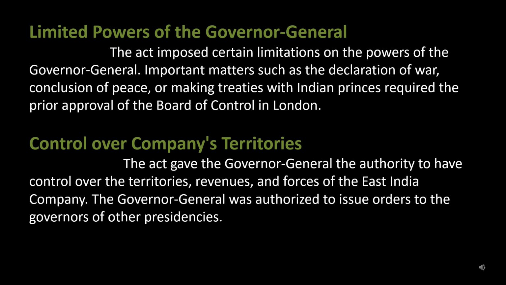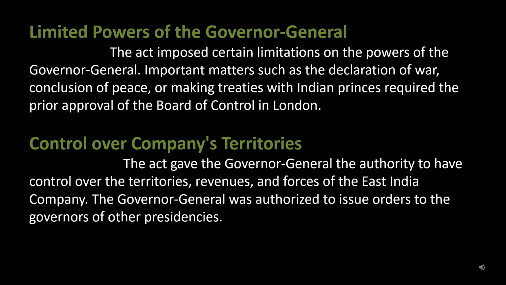Limited powers of the Governor General. The Act imposed certain limitations on the powers of the Governor General. Important matters such as the declaration of war, conclusion of peace, or making treaties with Indian princes required the prior approval of the Board of Control in London.